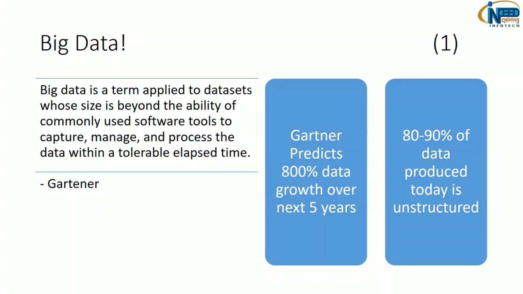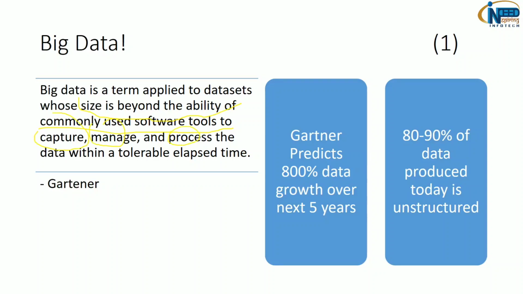This is a definition given by Gartner. It says that big data is a term applied to data sets whose size is beyond the ability of commonly used software tools to capture, manage, and process the data within a tolerable elapsed time. If you divide this definition into small phrases, then it is easy to understand that big data is a terminology applied to data sets whose size is beyond the ability of commonly used software tools to capture, manage, and process.